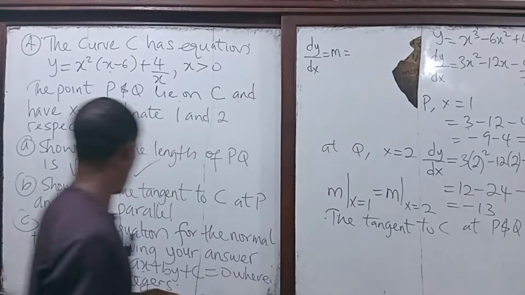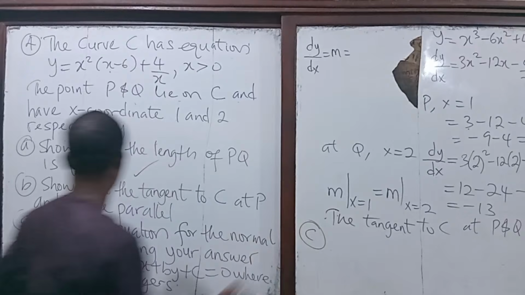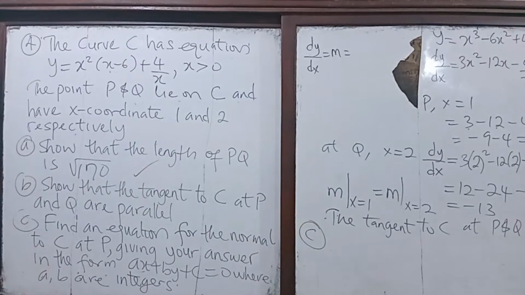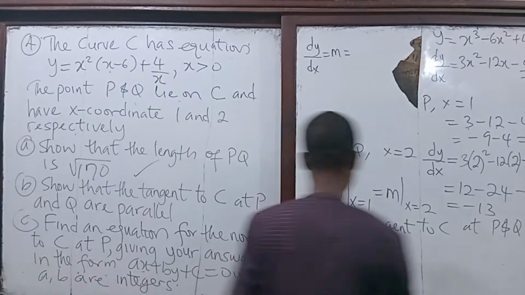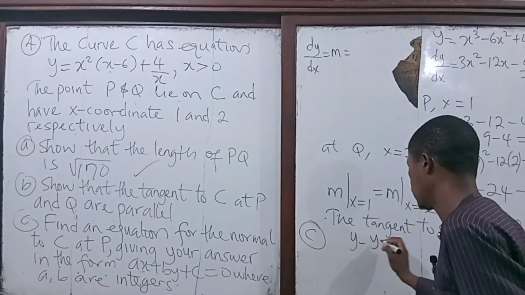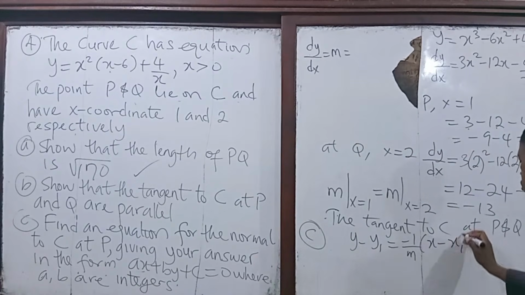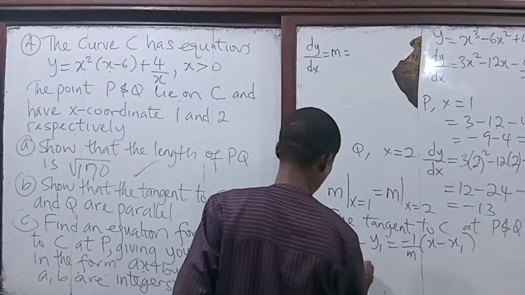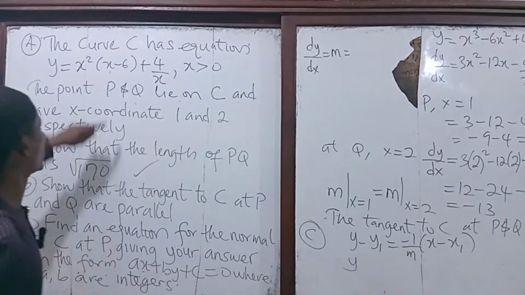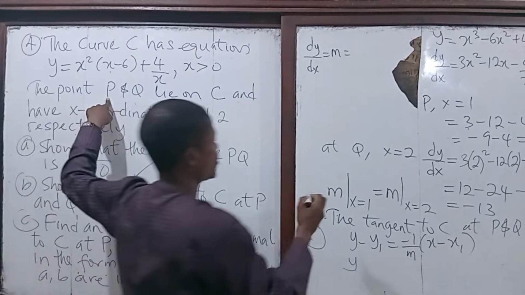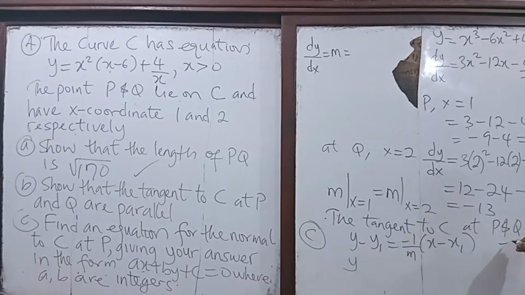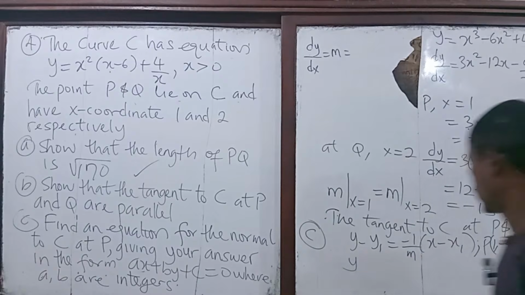Okay? So the C part: find an equation for the normal to C at P. The equation of the normal is this. That's the formula for the equation of the normal. At P we have these coordinates, 1, comma minus 1. That's our point P. So that's what we have there. And now we got to what?